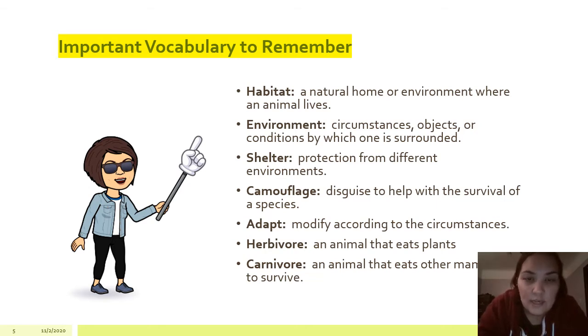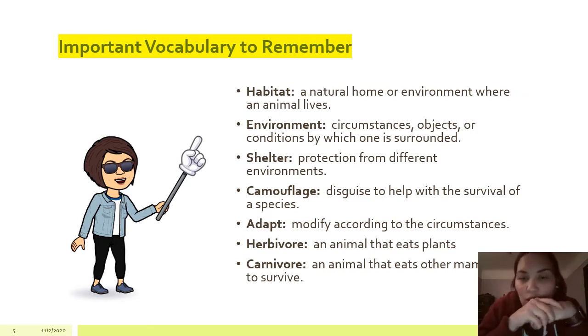Shelter. Again, shelter is protection from the different environments around us. And camouflage. Can anybody tell me what camouflage is? Kind of like the army. What, like the army colors that we see. Okay, so camouflage. It's a kind of difficult word to spell too. Mrs. B misspells it all the time, so we're really going to practice spelling it so we can be extra, extra, extra smart third graders.